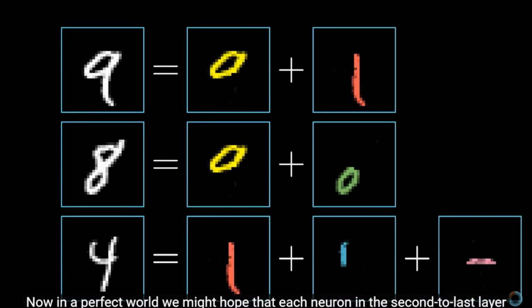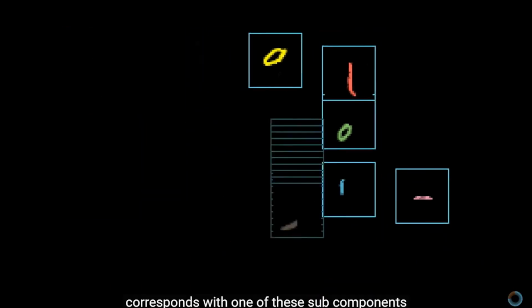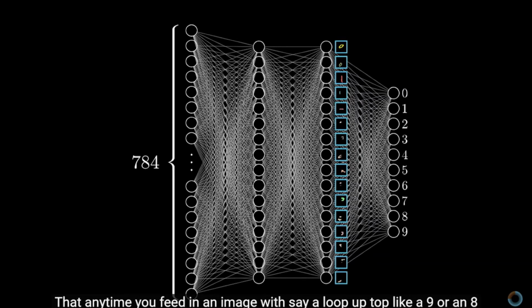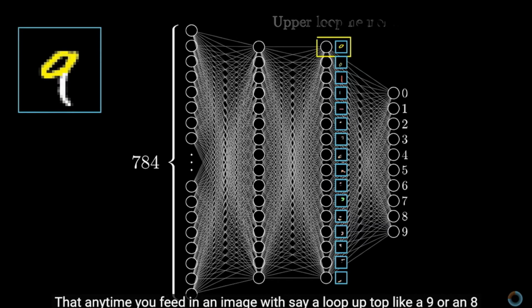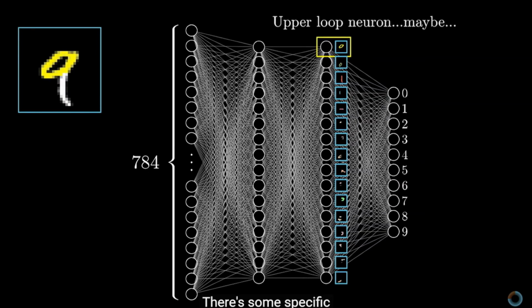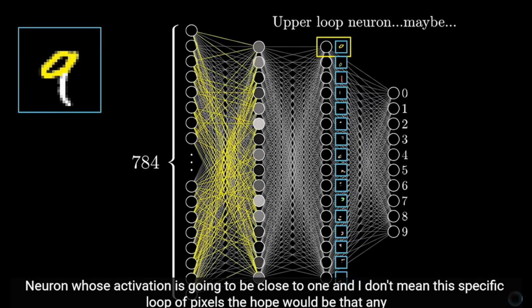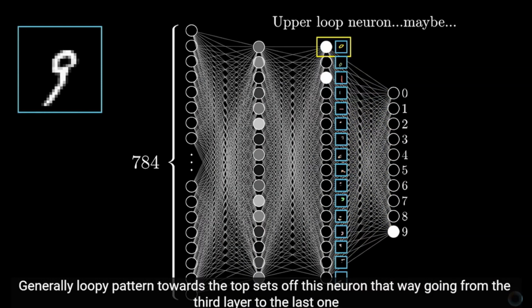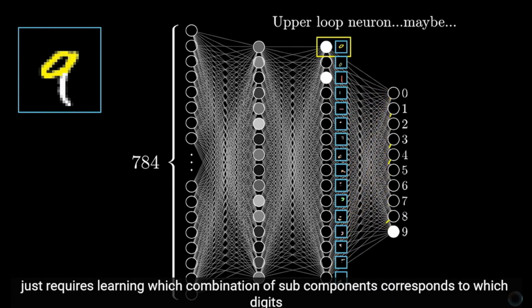Now in a perfect world, we might hope that each neuron in the second to last layer corresponds with one of these subcomponents. That anytime you feed in an image with, say, a loop up top, like a 9 or an 8, there's some specific neuron whose activation is going to be close to 1. And I don't mean this specific loop of pixels. The hope would be that any generally loopy pattern towards the top sets off this neuron. That way, going from the third layer to the last one just requires learning which combination of subcomponents corresponds to which digits.